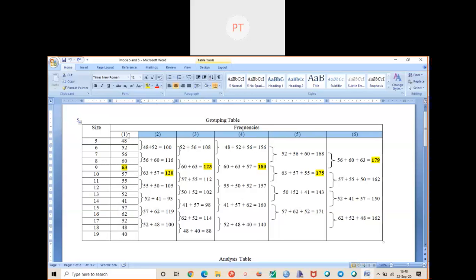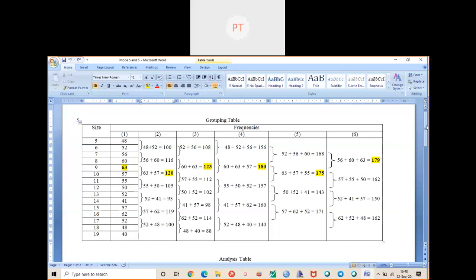Okay, in column number 1, we have 63. In column number 2, we have 120. In column 3, we have 123. In column number 4, we have 180. In column number 5, we have 175. And in column number 6, we have 179. Okay, so this is your grouping table.